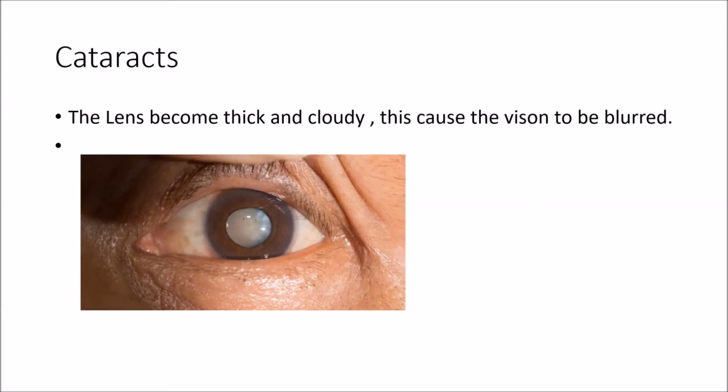Now with a cataract, the vision is going to become blurred, which means that the lens isn't completely opaque, but the lens has basically lost its transparency. So it's basically between opaque and transparent, and we call that translucent. All right, so with a cataract, the lens becomes thick and cloudy, and this causes the vision to be blurred.